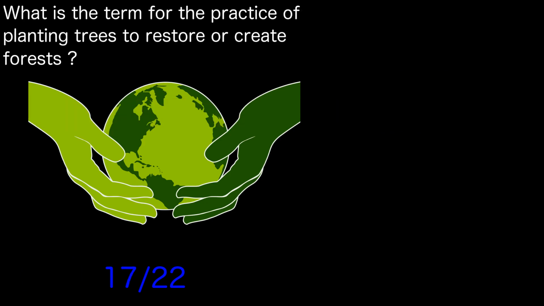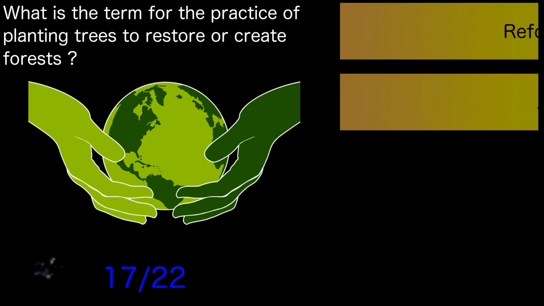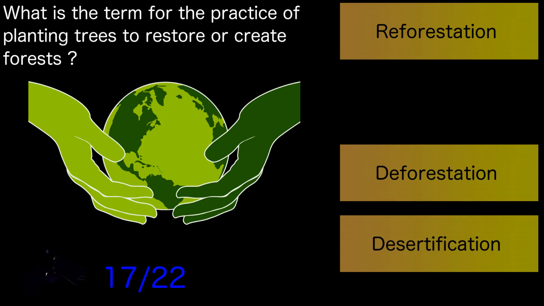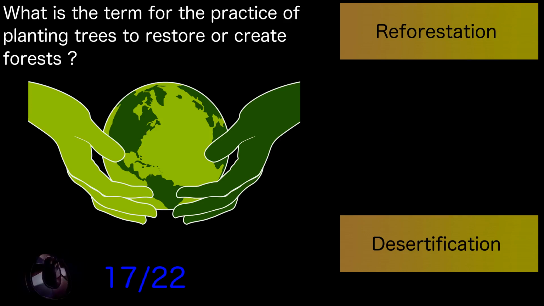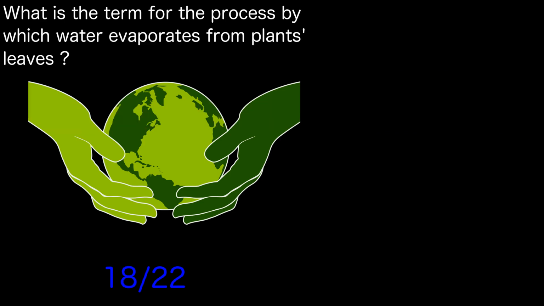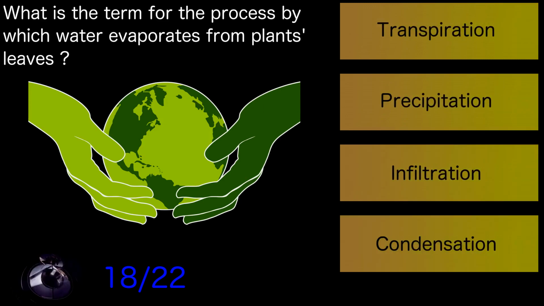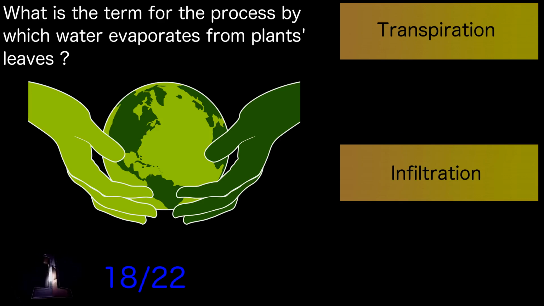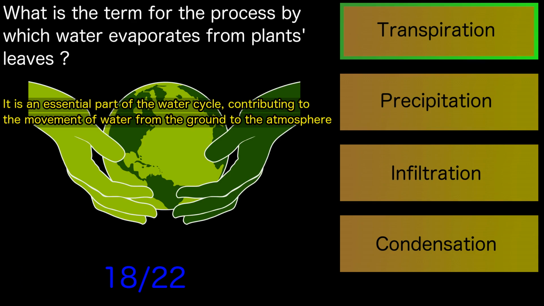What is the term for the practice of planting trees to restore or create forests? Reforestation. What is the term for the process by which water evaporates from plants' leaves? Transpiration.